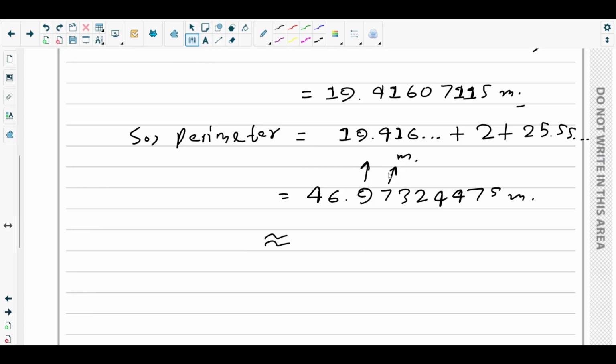Okay, so up to 3 significant figures, you will see this is 9, right? And the next figure is 7, which is more than 5. That means we need to round 9 up, since the next figure is greater than 5. So if you round 9 up, it will become 10. That means we will have a 0 in this place, and the extra one will get added with the 46, so it will be 47.0 meters. That's the answer.